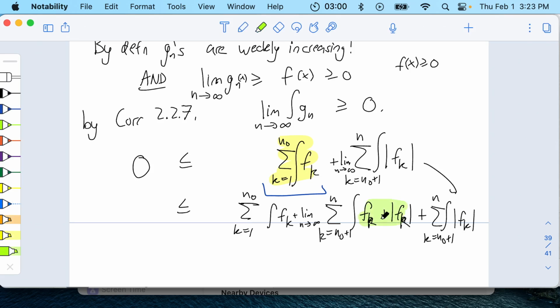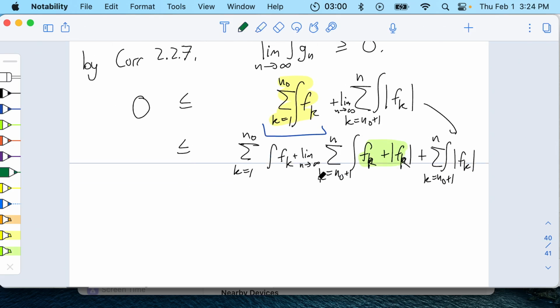I added on this term because on one hand, with n naught plus 1 and n going to infinity, we're going to have everything we're missing over here. This thing stops at n naught. This thing covers all the rest of the way with that f_k. And then we tack on all this stuff, which is just another copy of this. This is the same integral twice, the absolute value of f_k. By adding on this term, which was non-negative, that's why I could add it on.